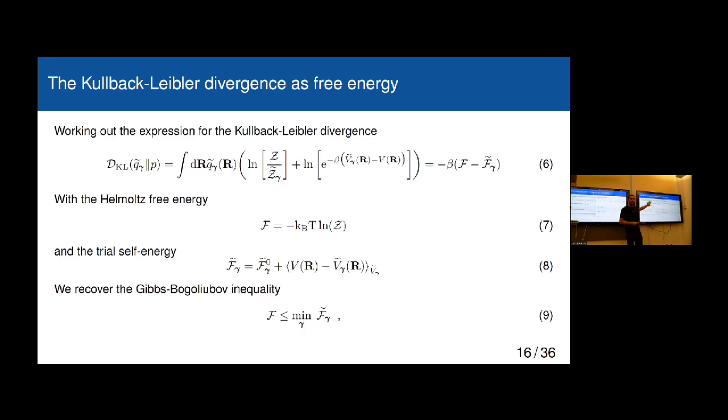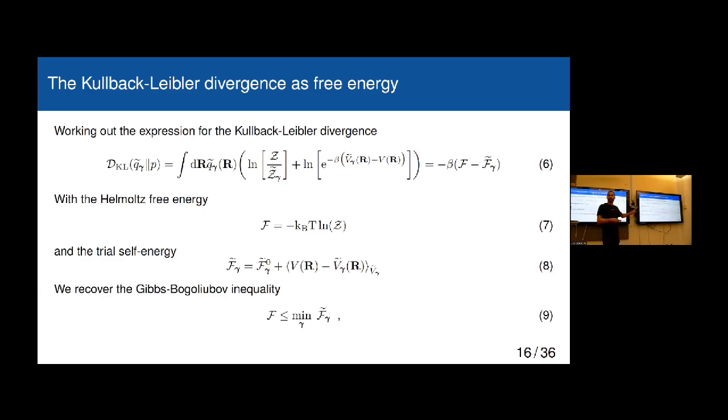And so because the KL divergence is strictly greater than 0, we actually recover the Gibbs-Bogoliubov inequality, which is a well-known identity in thermodynamics that tells you that if you have a trial free energy, it's always going to be greater or equal than the real free energy of the system, and you can fit the parameters by trying to minimize this free energy.